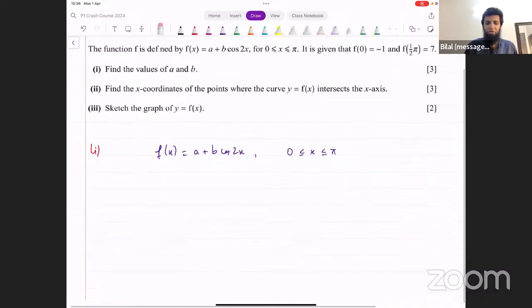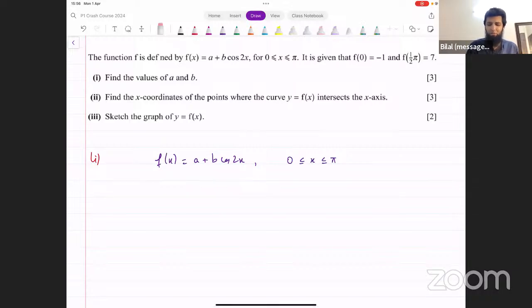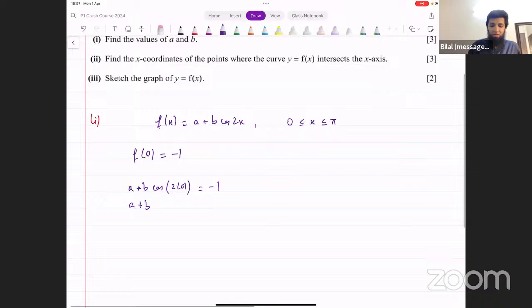I'll just tell you what to do in the first part, but the other two parts are even more straightforward. It says f of 0 equals -1. That means when you input x equal to 0 in this function, the y value is going to be equal to -1. So input x equals 0 and put that equal to -1. So you have a plus b cos of 2 times 0, that's 0, equals -1. That's one equation. Now that becomes a plus b cos of 0. Cos of 0 is 1. So you have one equation, a plus b equals -1.